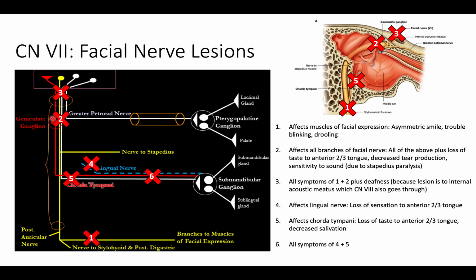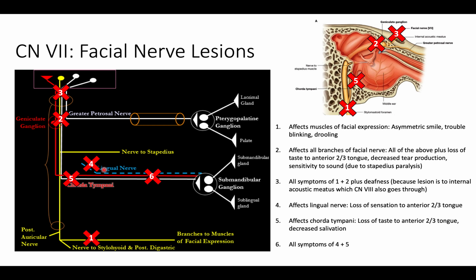If I lesion or have, let's say, a tumor within the internal auditory meatus, there's going to be pressure on cranial nerve 7 and 8. So you're going to have all of those symptoms that we just talked about, plus you're also going to have problems with hearing as well, since that's what cranial nerve 8 does.